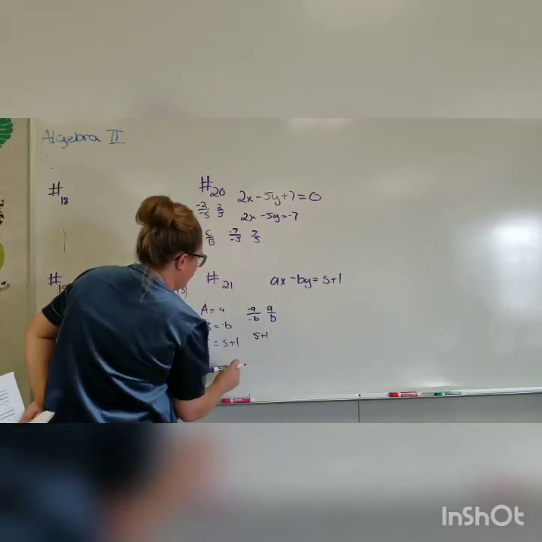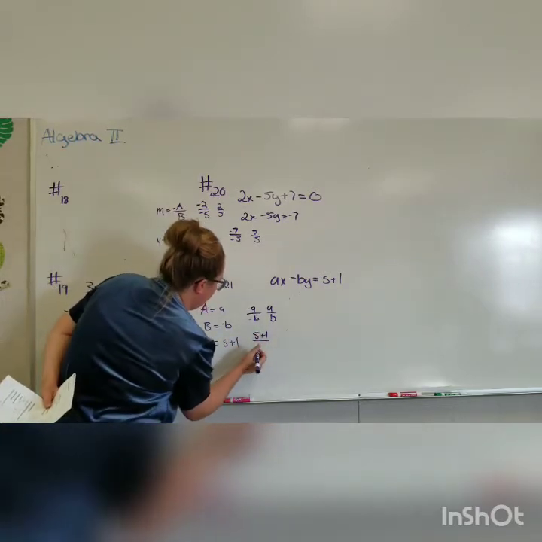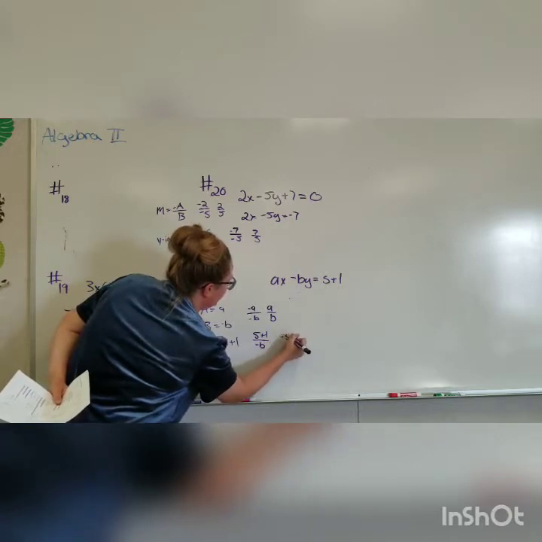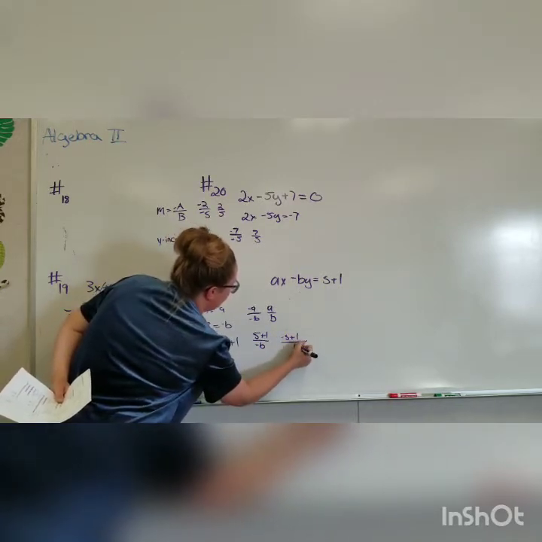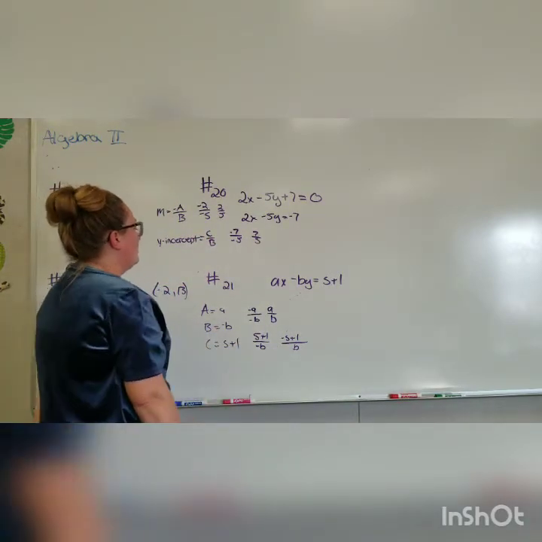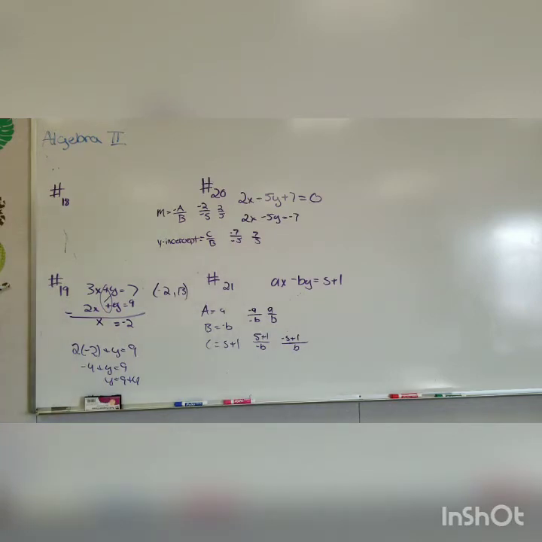That's not a 5, that is an s, over b, which is negative b. So when you write this, you would actually put the negative on the top of the fraction, and the whole fraction is negative. So your slope is a over b, and your y-intercept is negative s over b.